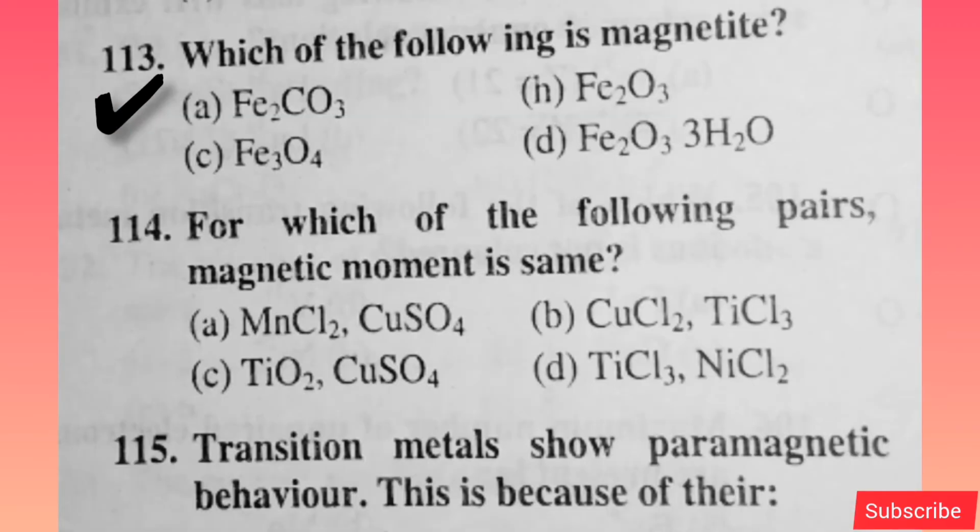Option A is correct. Which of the following is magnetite? Option C is correct. For which of the following pairs magnetic moment is same? Option B is correct. Transition metals show paramagnetic behavior. This is because of their.